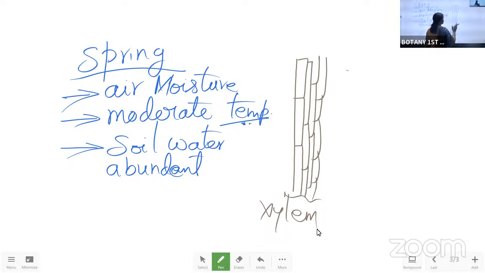During the autumn season, how can the growth be seen? In the outside atmosphere, temperatures are higher, there is less moisture in the air, and water availability in the soil is very, very low. So these are the three conditions that interrupt the growth of the plant body.